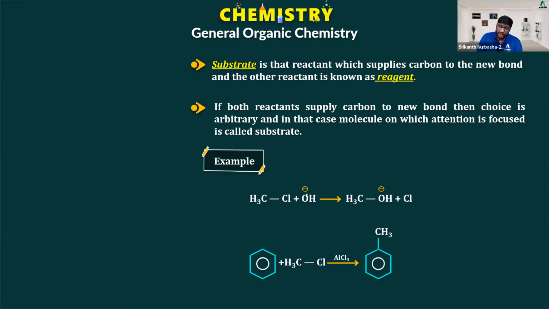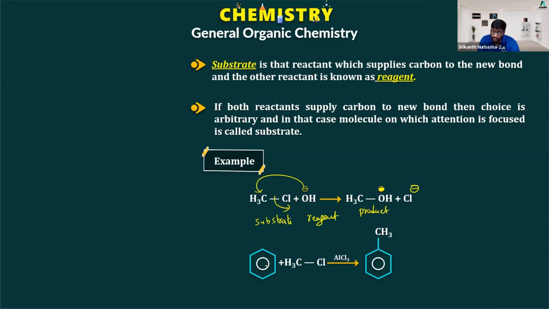Example, CH3Cl plus OH minus will form CH3OH plus Cl minus. That means OH minus will be attacking this particular carbon, the carbon-chlorine bond leaves, so we get CH3OH and Cl minus. Which molecule is actually supplying carbon to the new bond? CH3Cl, so it is said to be the substrate. And which is attacking the substrate? OH minus, so this is said to be the reagent. And CH3OH is nothing but your product.